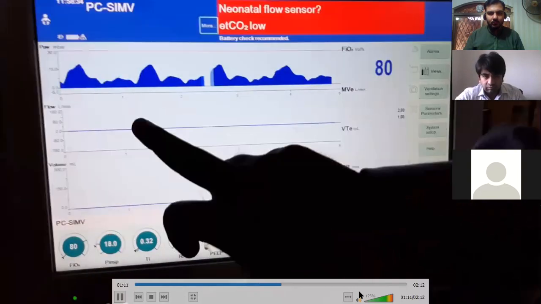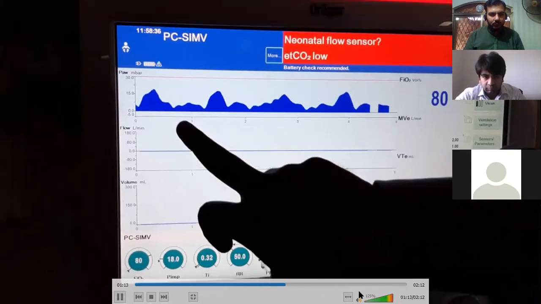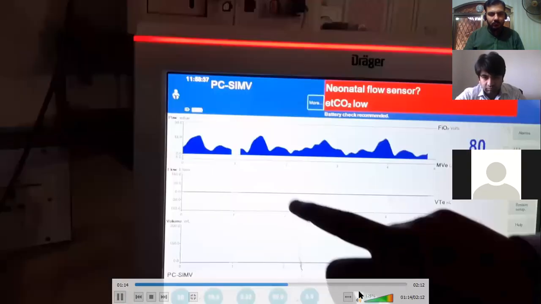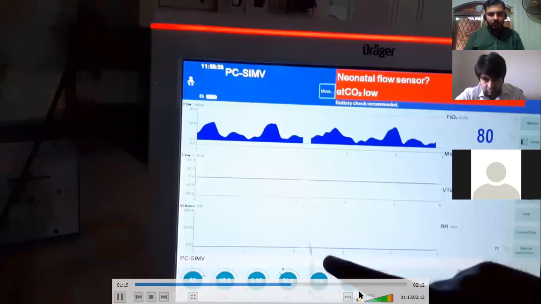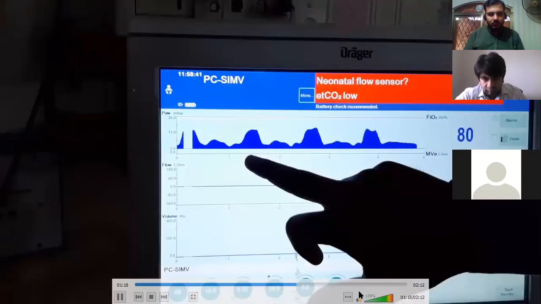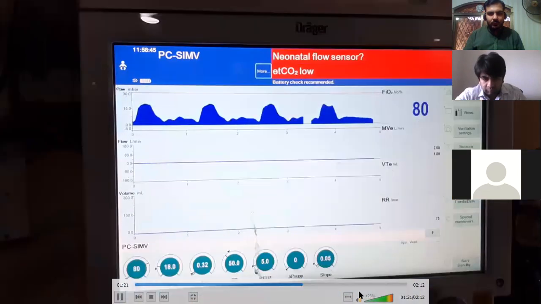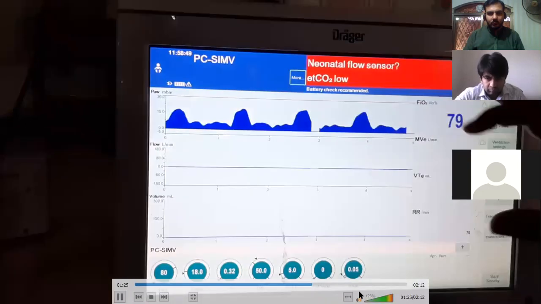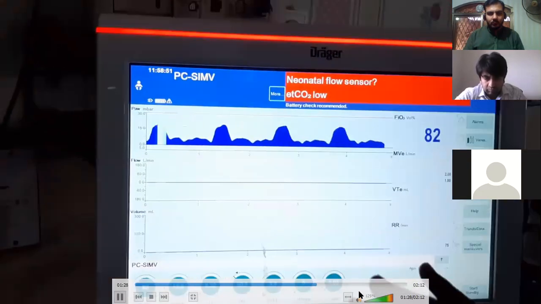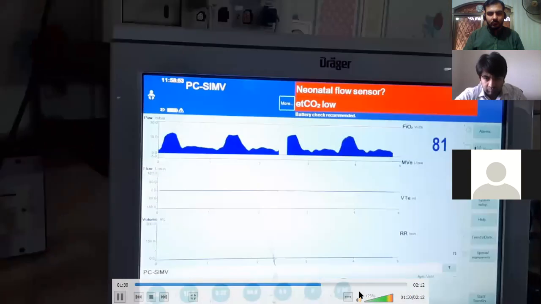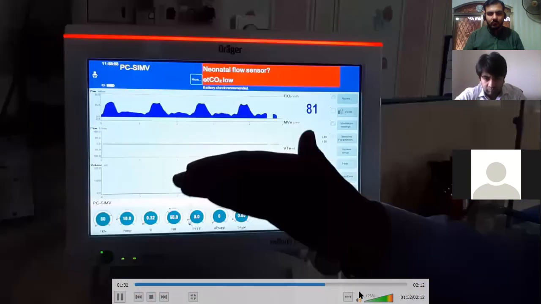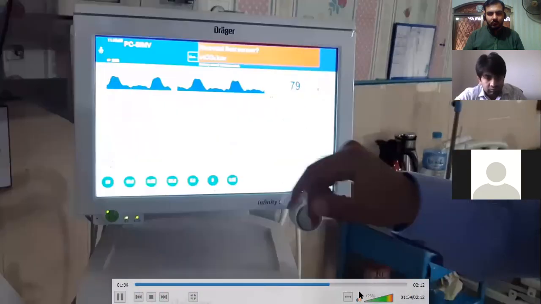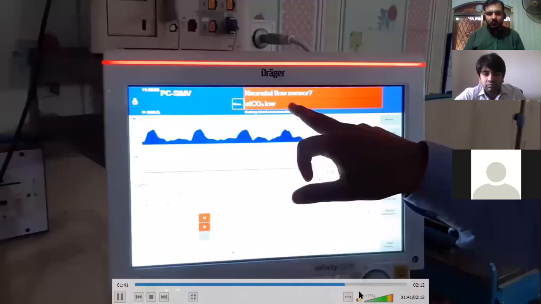So we can see on this graph, this is the graph that is showing multiple peaks basically because the child is irritable. But this graph will show the graph between the peak inspiratory pressure and expiratory pressure. So you can see that there is an alarm. That alarm is showing that end tidal CO2 is low.